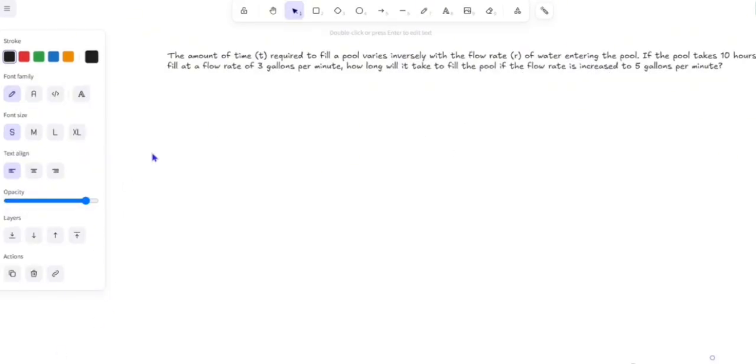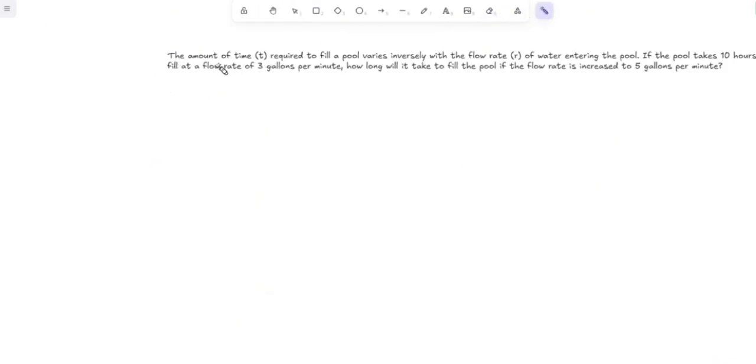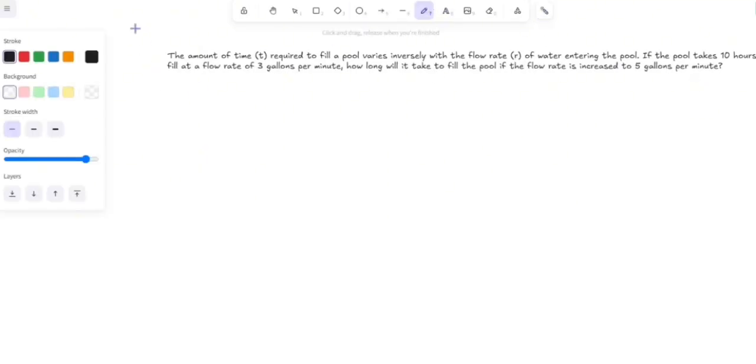Word problem for the inverse variation. It says here that the amount of time t required to fill a pool varies inversely with the flow rate r of water entering the pool. If the pool takes 10 hours to fill at the flow rate of 3 gallons per minute, how long will it take to fill the pool if the flow rate is increased to 5 gallons per minute? So on inverse variation is y equals k over x. So t varies inversely, k is our constant and r is our second variable.